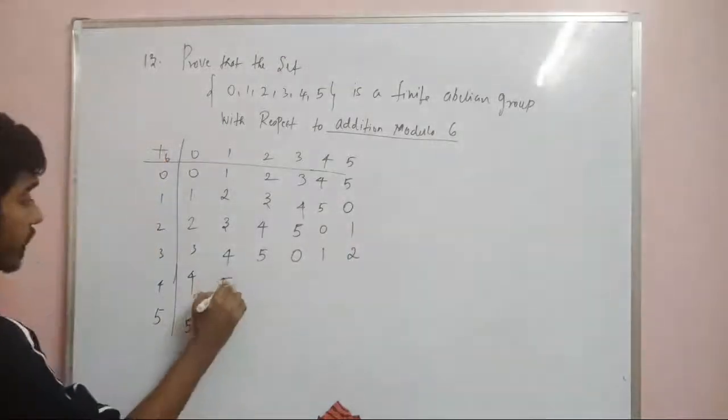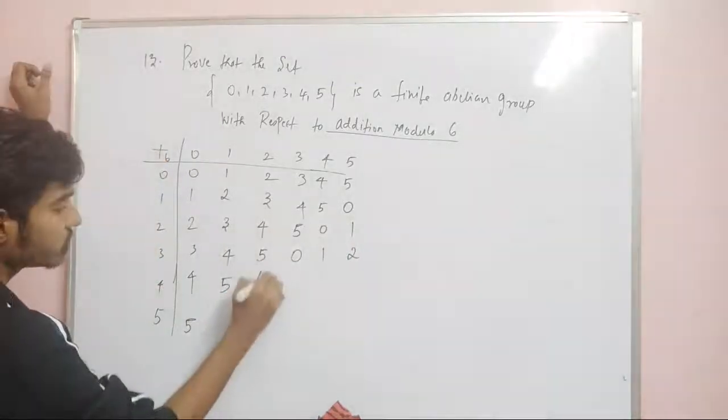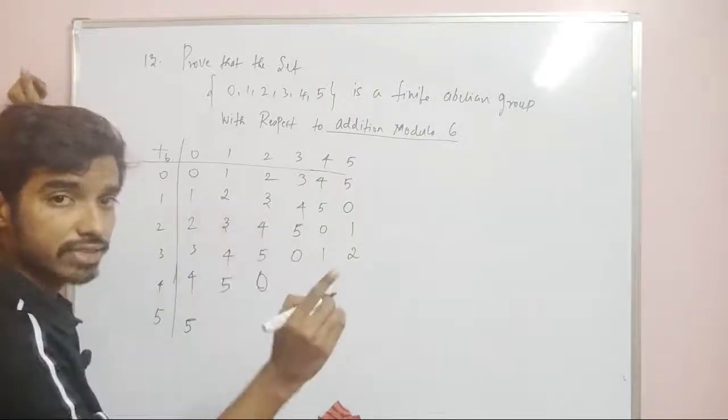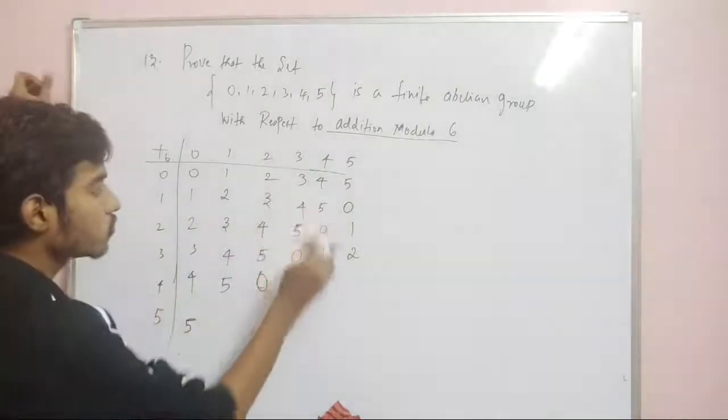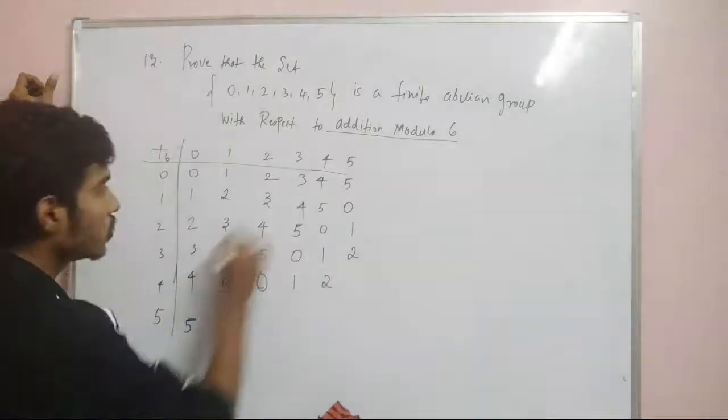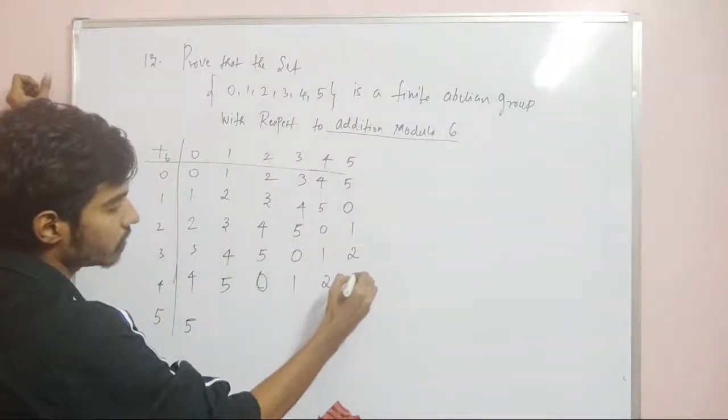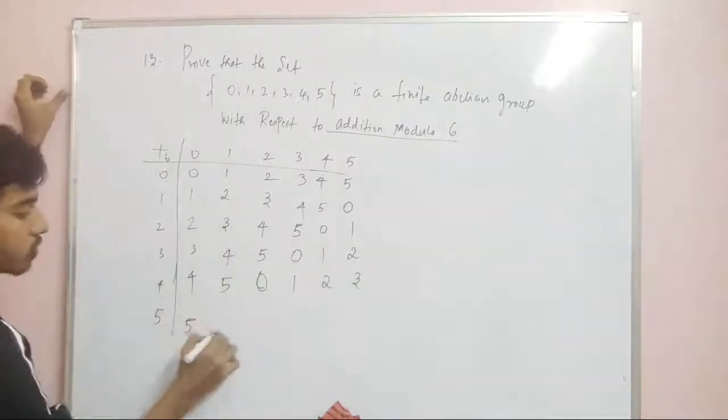4 plus 1 is 5. 4 plus 2 is 6. That means the remainder will be 0. 4 plus 3 is 7. Remainder will be 1. 4 plus 4 is 8. Remainder will be 2. 4 plus 5 is 9. Remainder will be 3. So 5 plus 1 is 6.